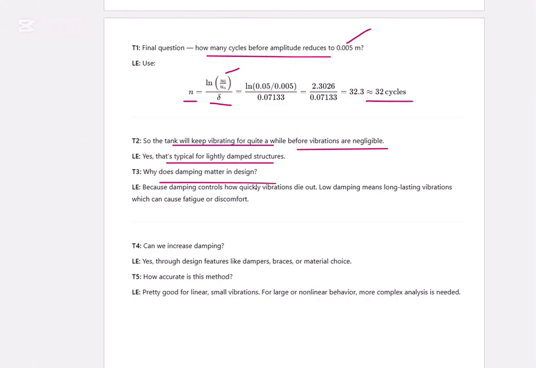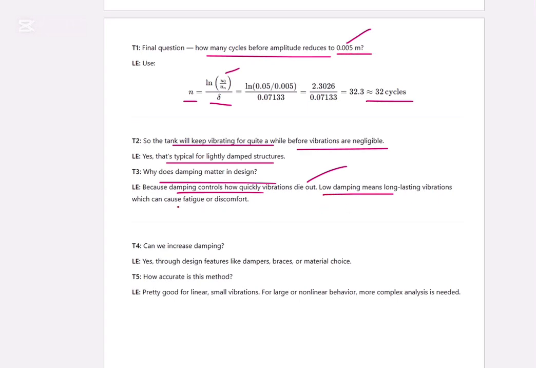Why does the damping matter in the design? Because damping controls how quickly the vibrations die out. If we don't know the damping, we cannot easily tell whether they are dying out quickly or not. Once we know the damping and the logarithmic decrement, we come to know how many cycles it takes for the vibrations to die down to a very small, negligible amplitude.